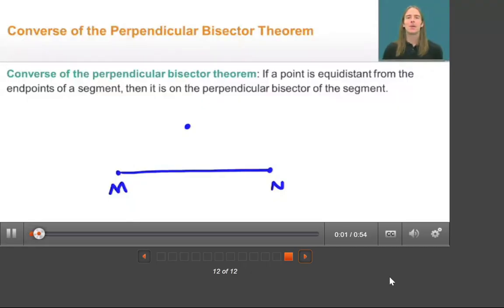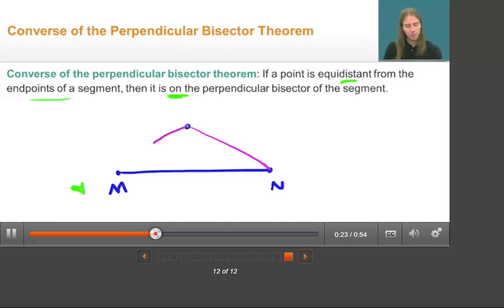The converse of the perpendicular bisector theorem is also true. It states that if a point is equidistant from the endpoints of a segment, then it is on the perpendicular bisector of the segment. So in this example right here, I have line segment MN, and I've got a point right up above it. And this theorem tells me that if the point is equidistant from my endpoints, which by the way means that the line segments I just made would be congruent, then the point is on the perpendicular bisector. So we can actually draw this situation.